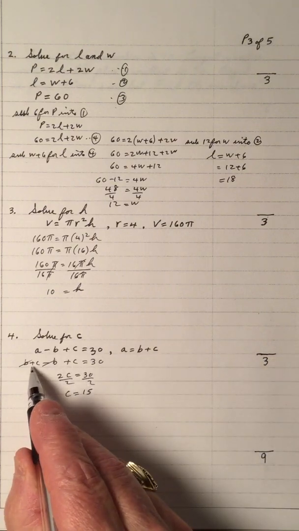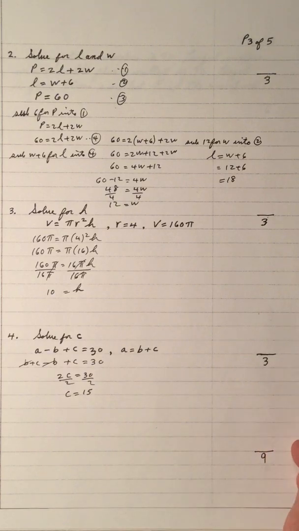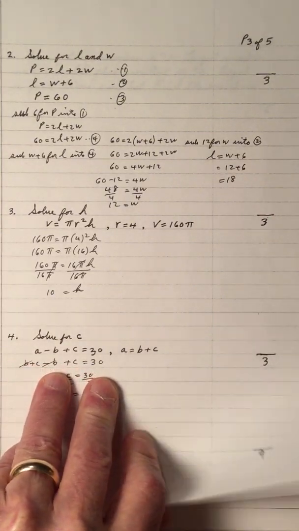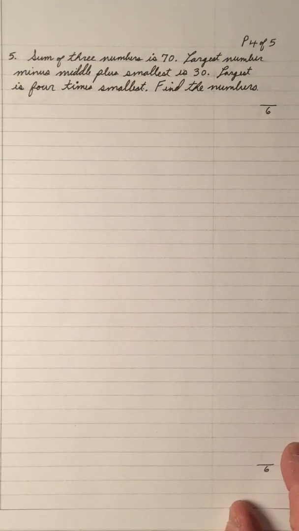If you did the substitution, you got a mark. If you simplified, you got a mark. If you got 15, you got a mark. 3 marks altogether, total page, you get 9. Keep going. And we have another problem.